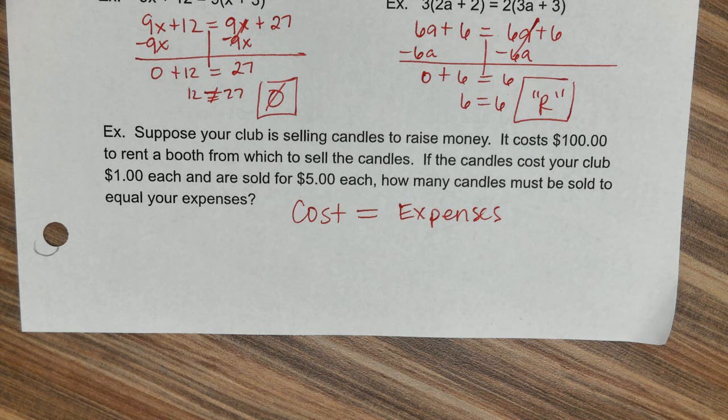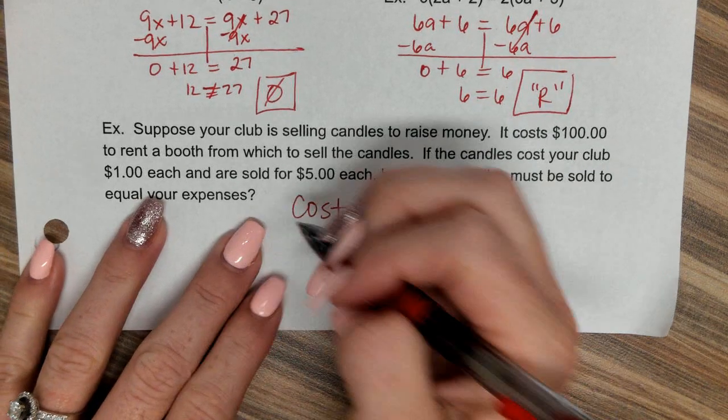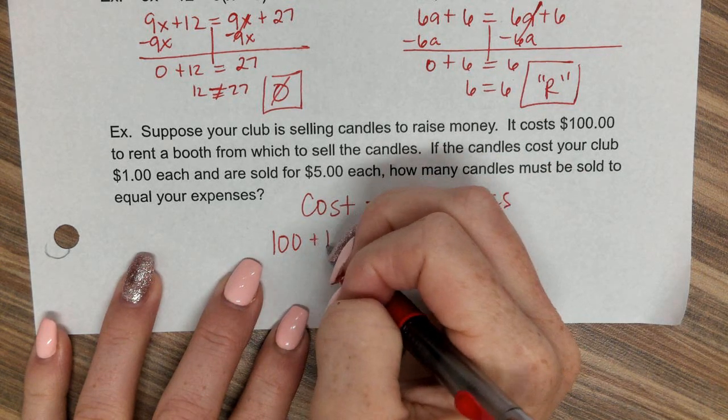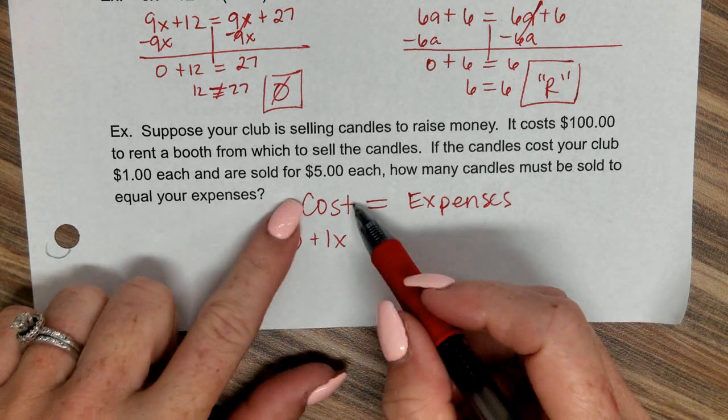All right, so let's put the cost. What cost over here? Okay, what else costs? $1 per candle. How would I write that? So plus 1x. That's my cost, yes? I didn't mean to put expenses. The cost is expenses.